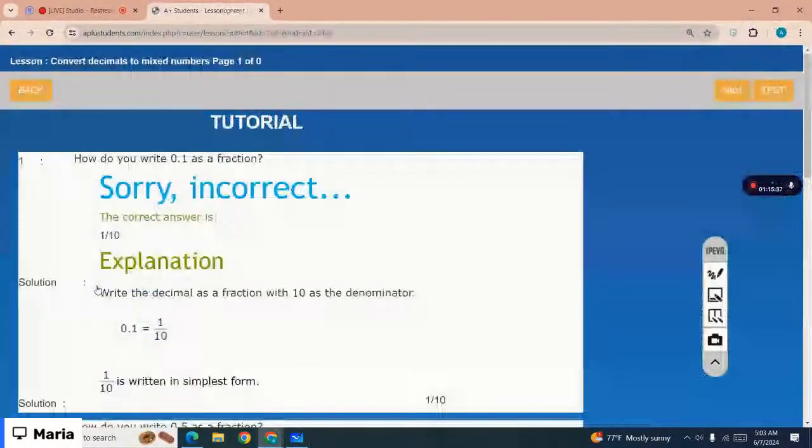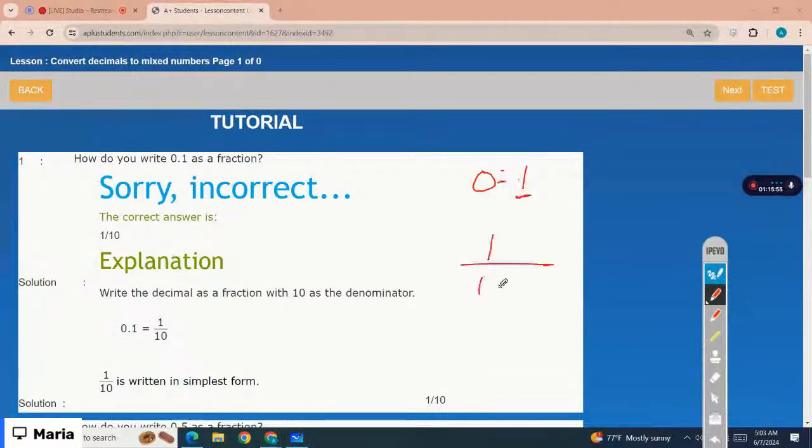Okay, how do you write 0.1 as a fraction? So you are given a decimal, right? You have to convert from decimal to fraction. How do we convert 0.1? After the decimal, you have only one digit, right? That means you need to add 1 zero in the denominator. That is 1 over 10. You need to count the number of digits after the decimal point, and then you have to add the zeros in the denominator, right? So that would be 1 over 10.